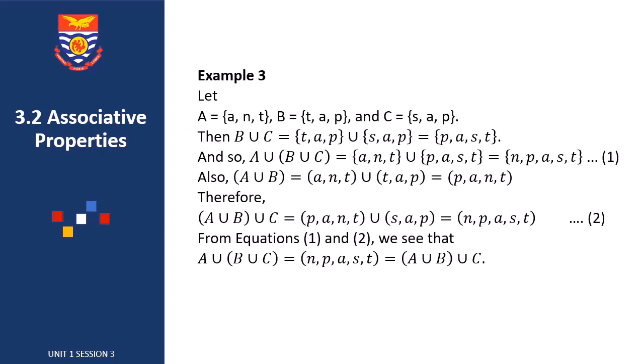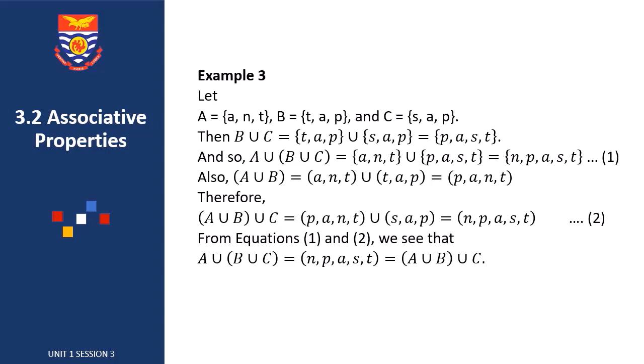Let's consider example 3, which is on the associative property of union. Let's consider the three sets. Set A, which is A, N, T. Set B, which is T, A, P. And set C, which is S, A, P. So we will first do B union C, which gives us P, A, S, T.